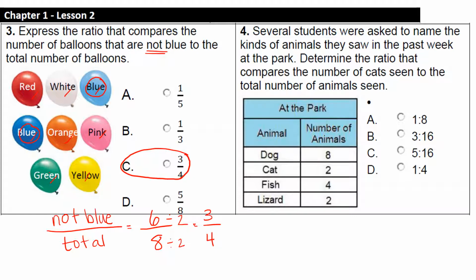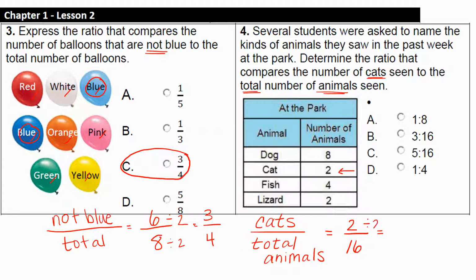Question number 4. Several students were asked to name the kinds of animals they saw in the past week at the park. Determine the ratio that compares the number of cats seen to the total number of animals seen. So we're going to compare cats to total animals. In our chart, there are 2 cats, and if we add up the number of animals, we're going to get 16. Now we want to reduce this fraction by dividing the numerator and denominator by 2, and we get 1/8, which is answer choice A.